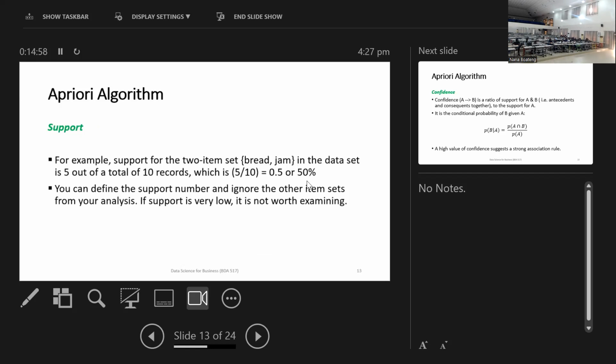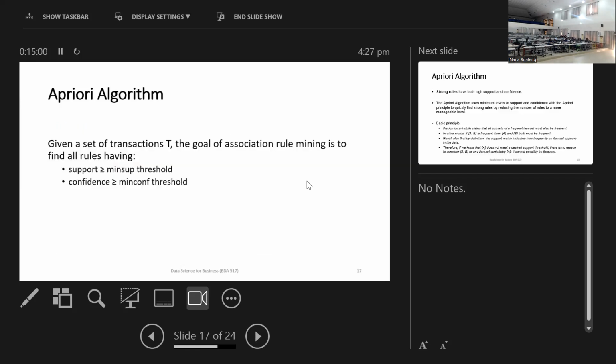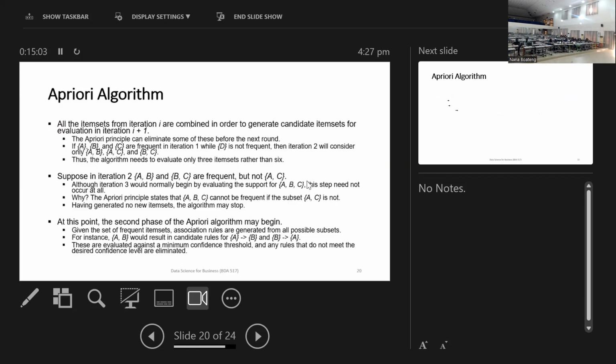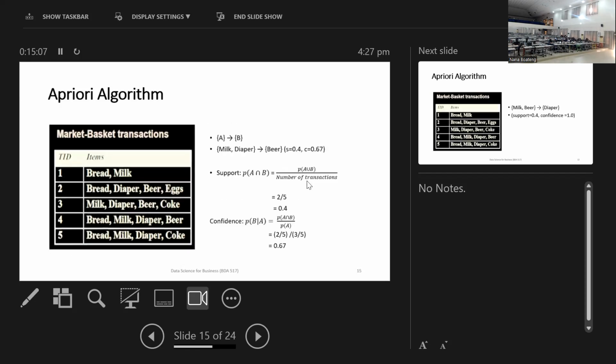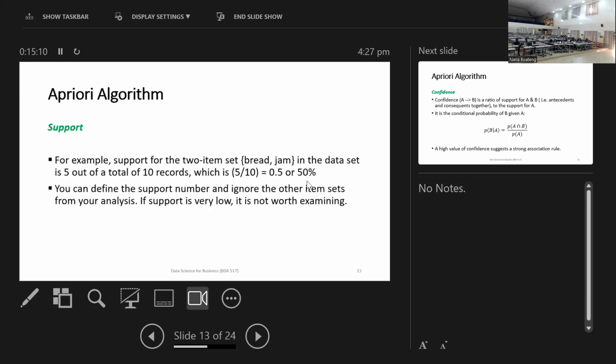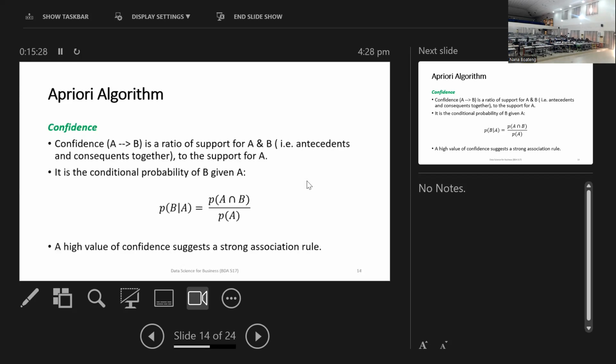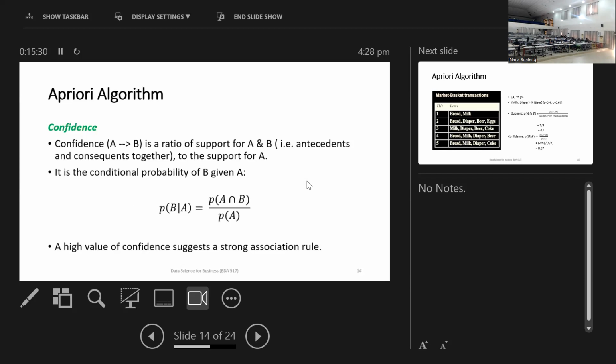If something appears, let's say you have 10 items in your database, and then let's say it appears 4 times, it's 40%. So as for support, it's not difficult to calculate. Okay, let's look at the confidence.